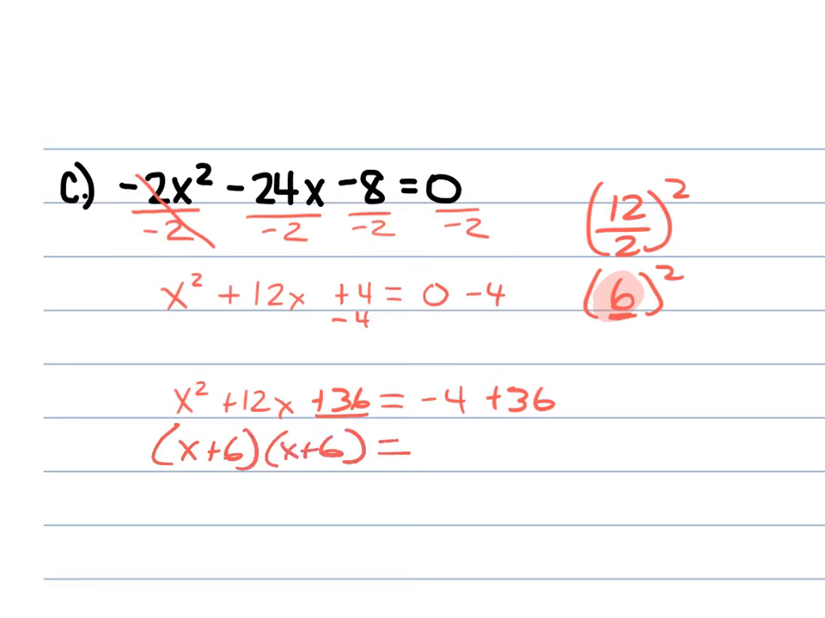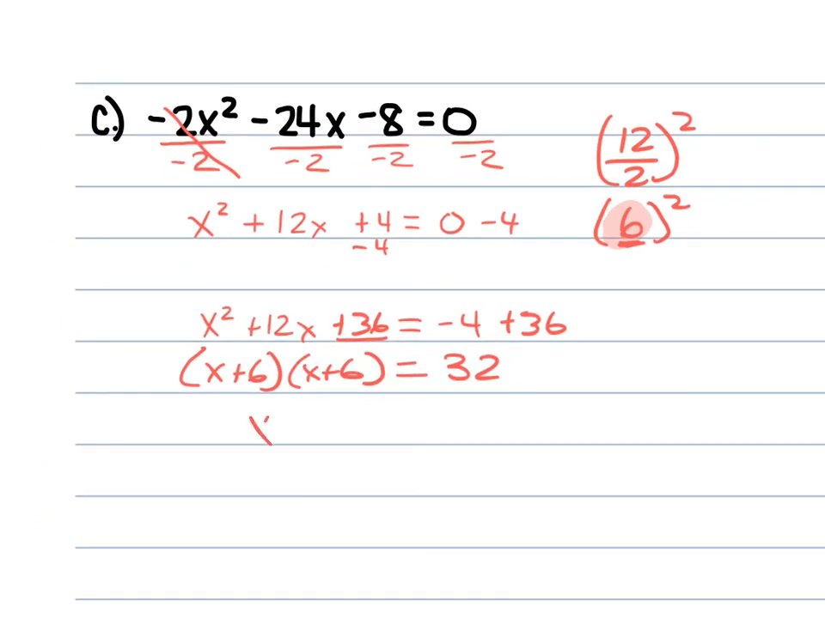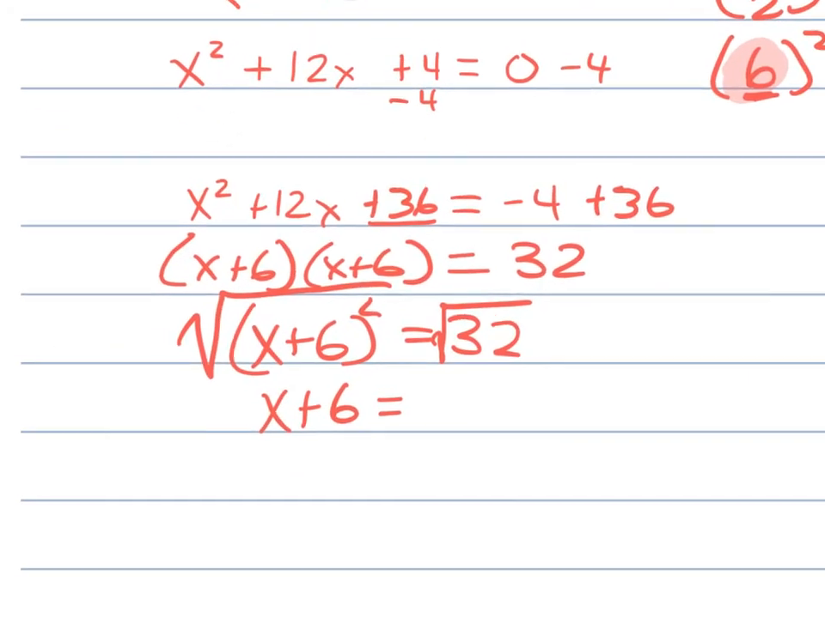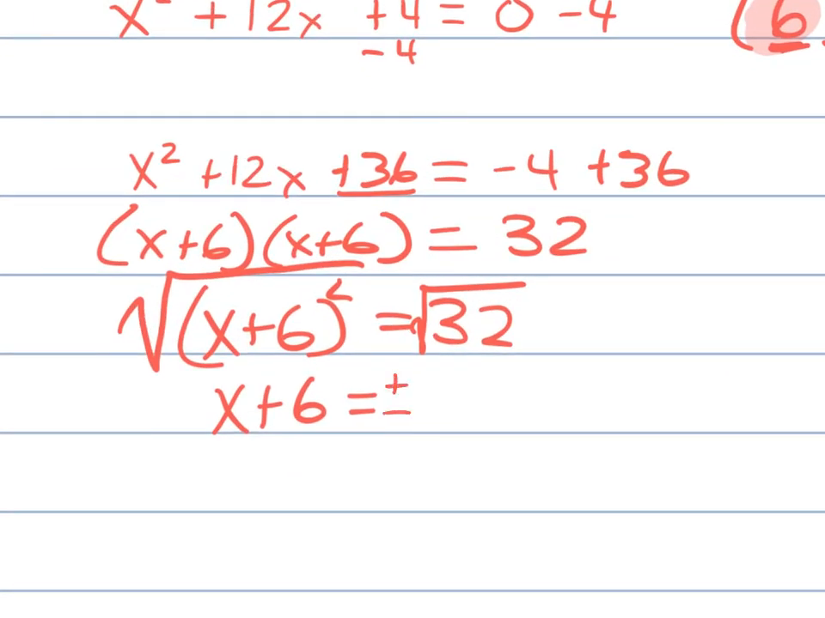Negative 4 plus 36 is 32. So then (x plus 6) squared equals 32. Square root of both sides. Plus or minus the square root of 32. You could do 8 and 4. I'm going to tell you right now there's a better combination, but 8 and 4 will work.